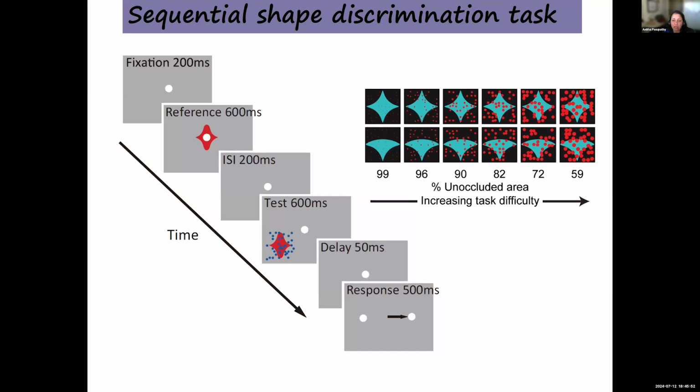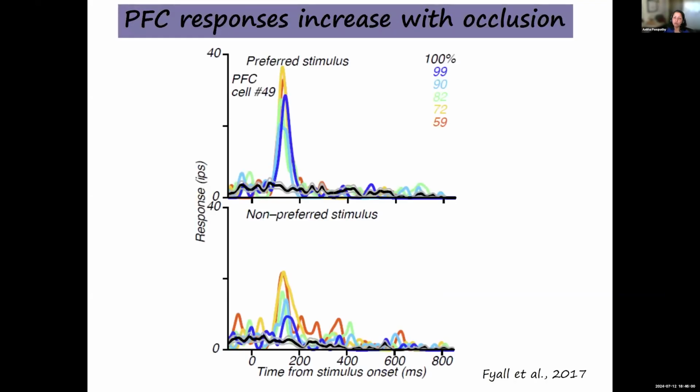So I'm going to start by showing you some responses in prefrontal cortex, because what we found there was quite surprising. So these are the responses of one example neuron in prefrontal cortex. Again, color schemes are the same as what I showed you. 0 again is when the stimulus comes on, and 600 is when the stimulus goes off.